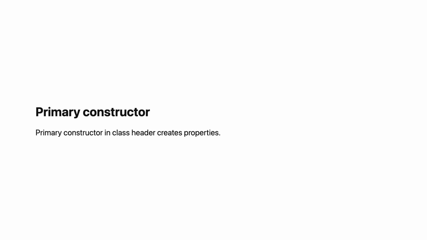The val keyword makes properties immutable. Use var if the property should be changeable. Parameters without val or var are just constructor parameters. They are not properties. They disappear after construction. The primary constructor is concise. Most classes use it for their properties.